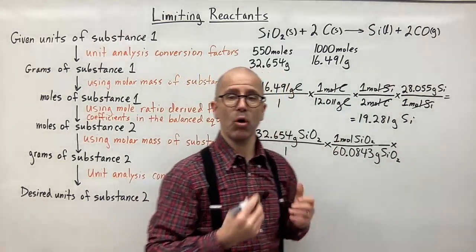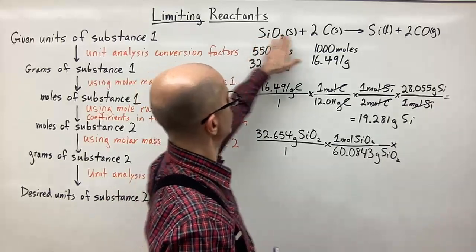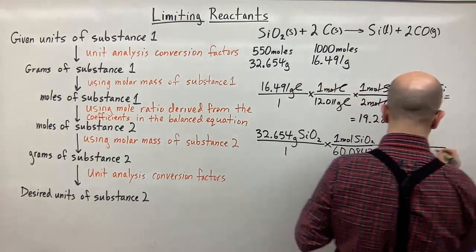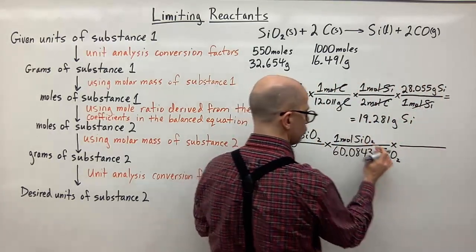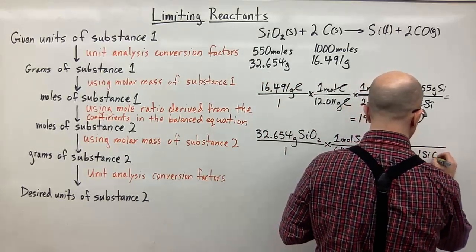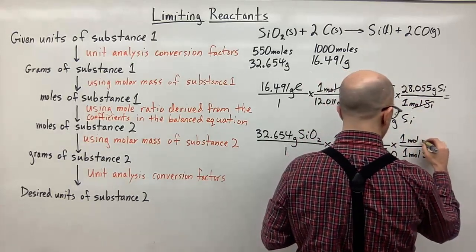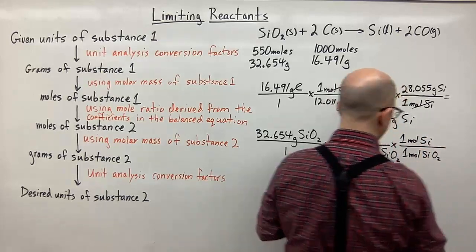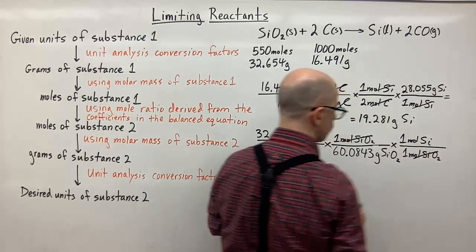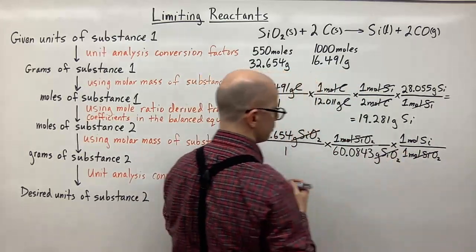So again, I'm going to use the mole ratio between SiO2 and Si. So it's a 1-to-1 ratio. So I'm going to write that out. I have moles of SiO2 on the top, so I'm going to put 1 mole of SiO2 on the bottom and 1 mole of Si on the top. So moles of SiO2 cancel out. Oh, I forgot. Grams of SiO2 are going to cancel out grams of SiO2.